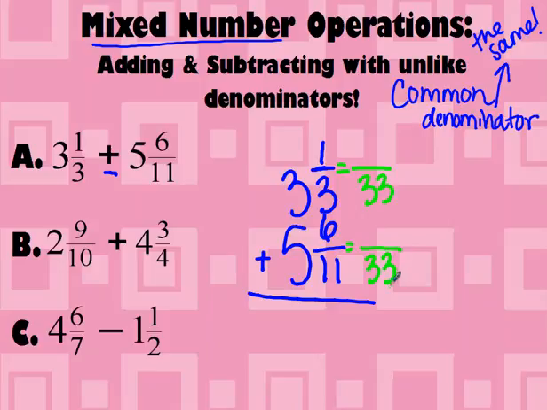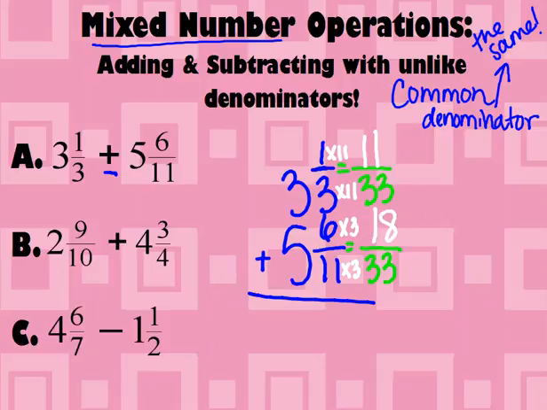Okay? So now we have to go through this process to see how we got from 3 to 33. So I did 3 times 11 to get to 33, and whatever you do to the bottom, you do to the top. So times 11 on the bottom, 1 times 11 is 11. Okay? Same thing down here. How did I get from 11 to 33? So we're looking at 11 times what gave me 33? 11 times 3 gave me 33. Whatever I do to the bottom, I do to the top. So 6 times 3 is 18.